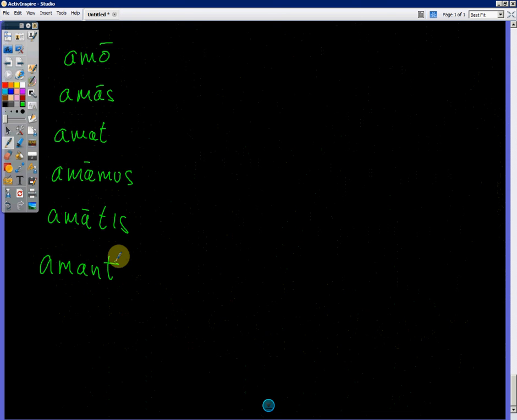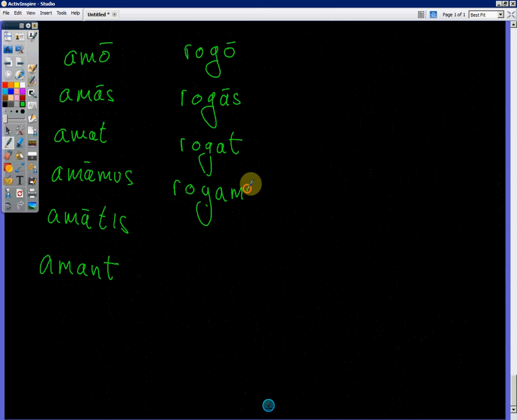And we can just apply that to take a verb. Let's take rogo, I ask. Well, how do you say you ask? It's going to be rogas. How do you say he, she asks? It's going to be rogat. We ask in the plural, rogamus. You ask, rogatis. And they ask, rogant.